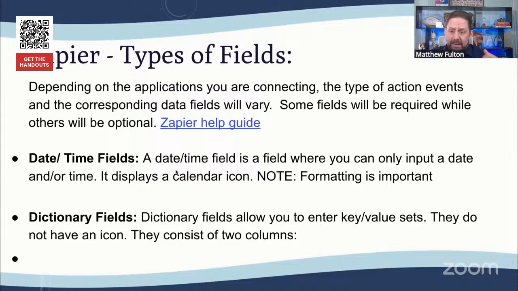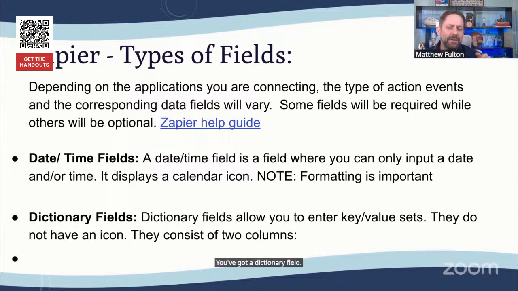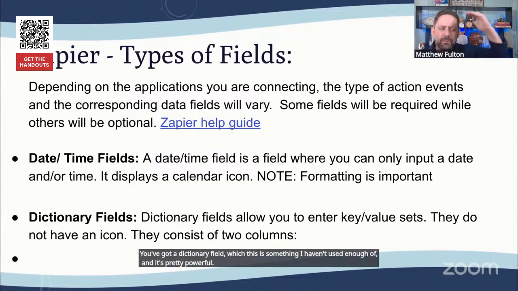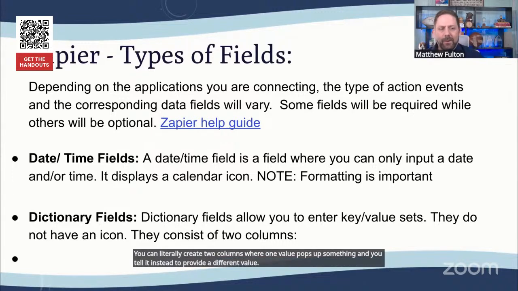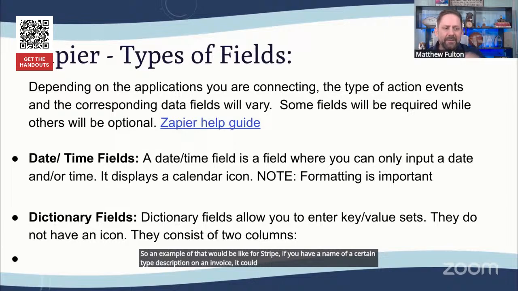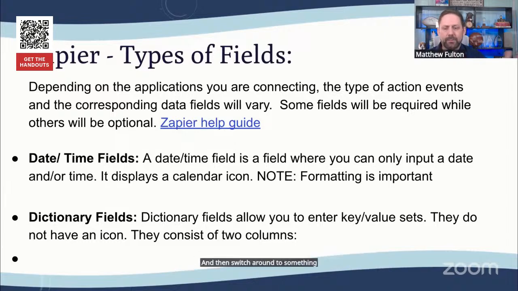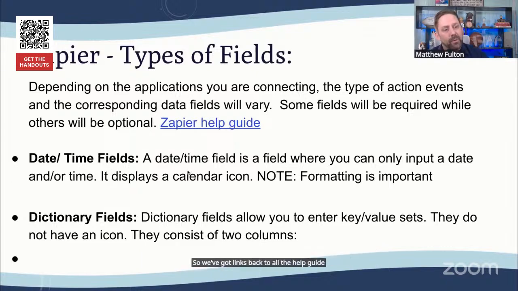And then field-wise, there again, many different types of fields that could be used. You've also got your date and time field. You've got a dictionary field, which is something I haven't used enough of, and it's pretty powerful. You can literally create two columns where one value pops up and you tell it instead to provide a different value. An example of that would be for Stripe, if you have a certain type description on an invoice, it could look for that word and then switch it to something you really wanted to trigger inside of QuickBooks Online. So we've got links back to all of the help guide where this stuff is coming from as well for you.